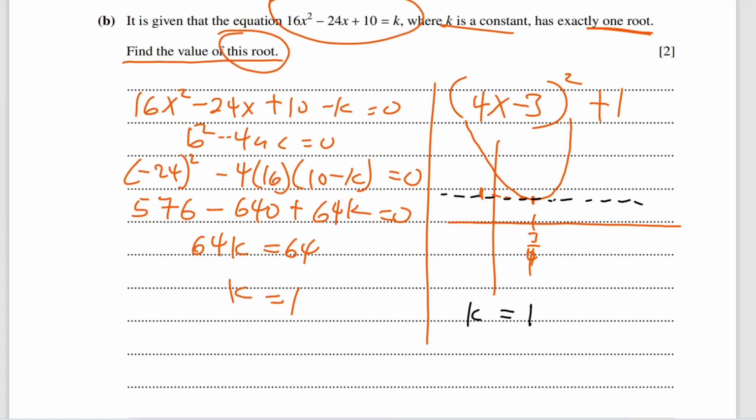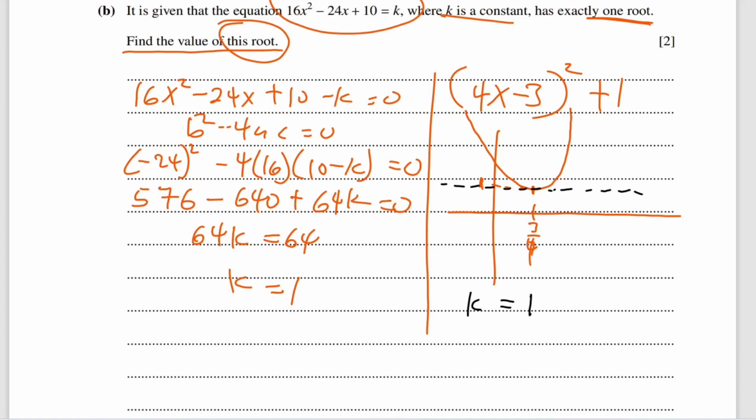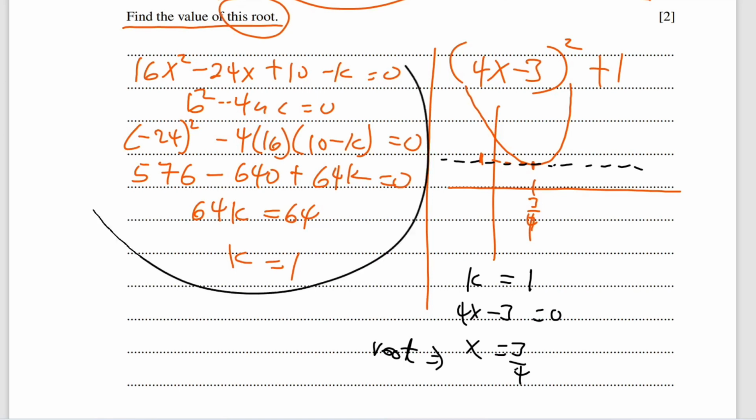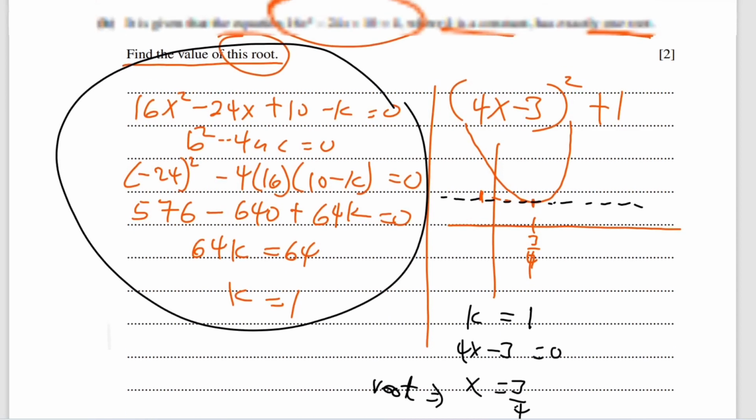And then this occurs when the inside bracket is equated to 0. So 4x minus 3 is equal to 0, and that means that x is equal to 3 over 4. That's why we know that the root happens at x is equal to 3 over 4. But then the value of k is 1. Whether you use this long process or a short process, the value of k is 1.